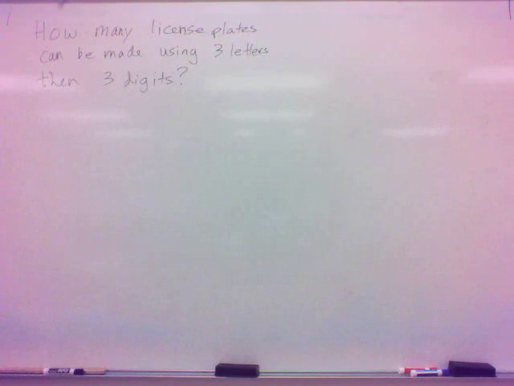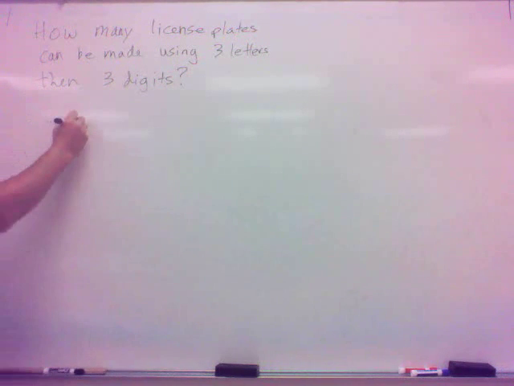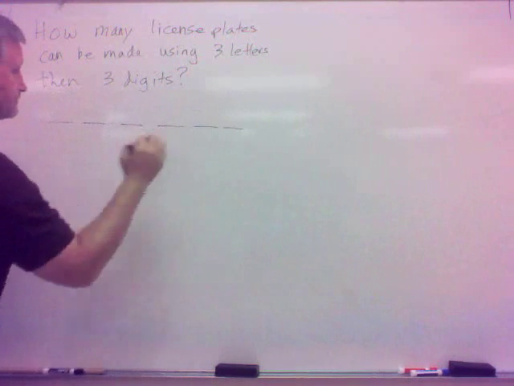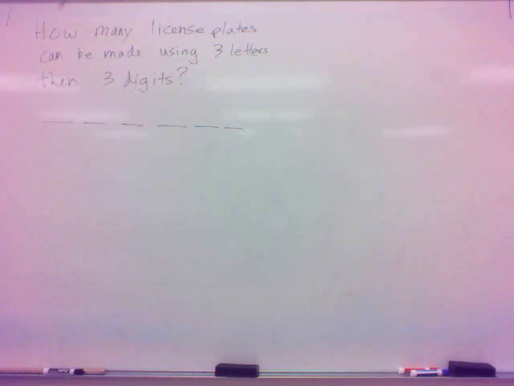So we've got license plates, and a pretty common one is to have 3 letters and then three digits. How many possible ones are there? Well, what are we going to do? Obviously, we're not going to count them all up one by one. We're going to use our blanks. How many blanks will this one entail? We have 6 blanks, 1 for each letter, 1 for each digit. 3 letters, 3 digits.